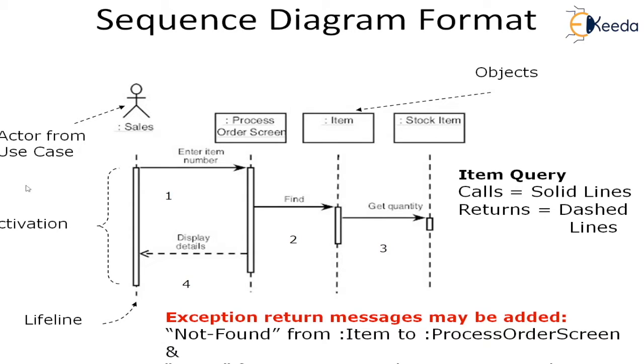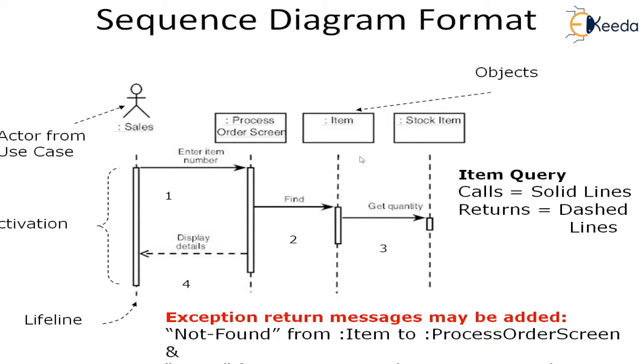And this is the use case for one process order. So this actor is doing the process order. So the process order screen is there. So initially these are all in the activation stage. So these are the lifelines. This is another lifeline. This is another one. So this actor is active, and this process order screen is active, and the item object is active, and the stock item is active. So this is active for a small time, this is active for a small time, and this is active for a longer time.